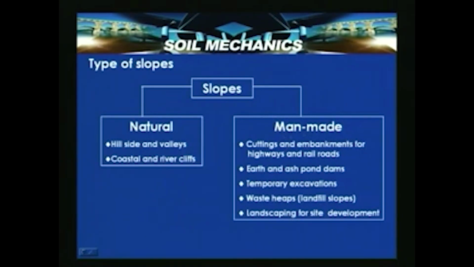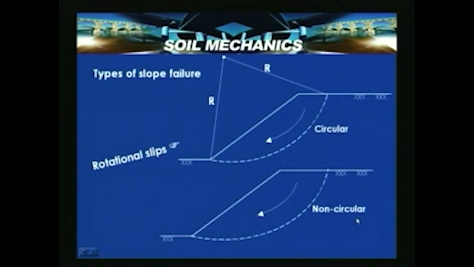So, these man-made slopes, they predominantly are cuttings and embankments for highways and railroads, and earth and ash pond dams and temporary excavations. Waste heaps, predominantly they are called landfill slopes, and landscaping for site development. How do these slopes fail? We look into the typical types of failure, then we also look into some typical slope failures which can occur in the field.